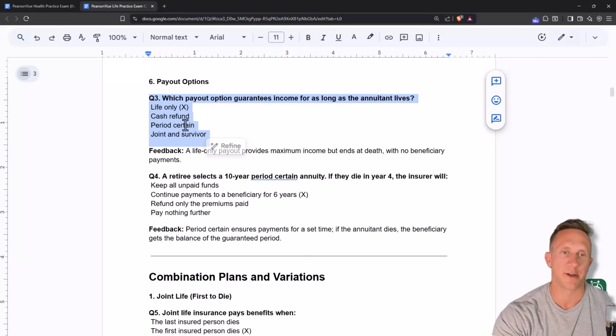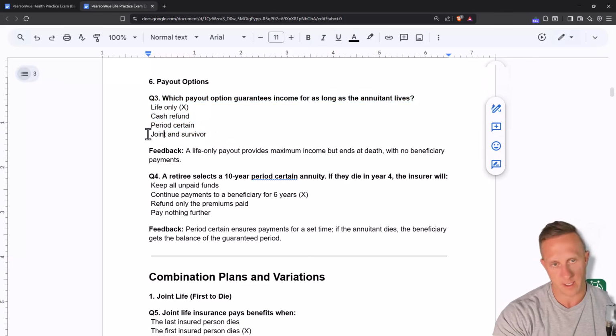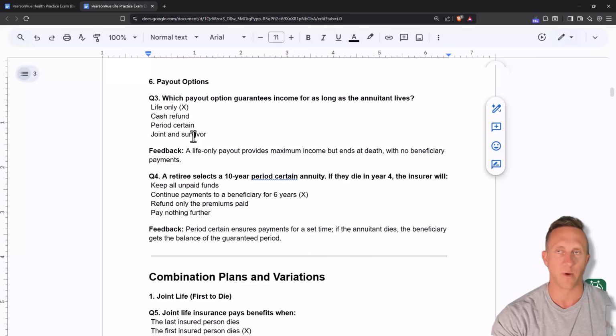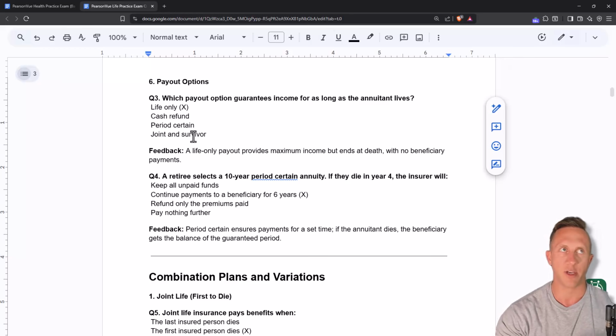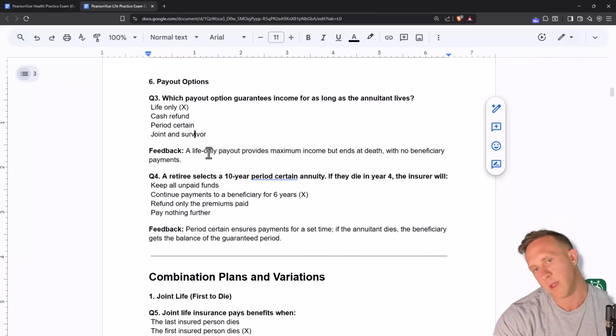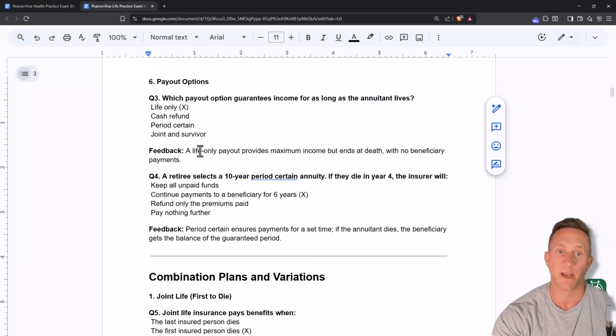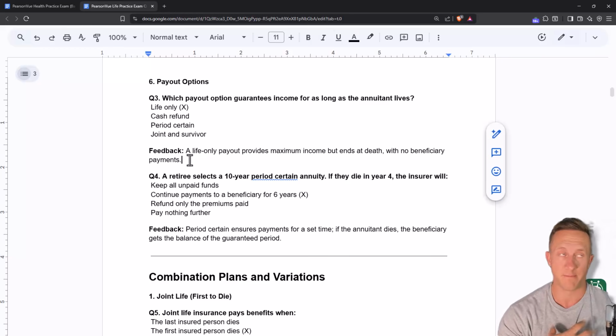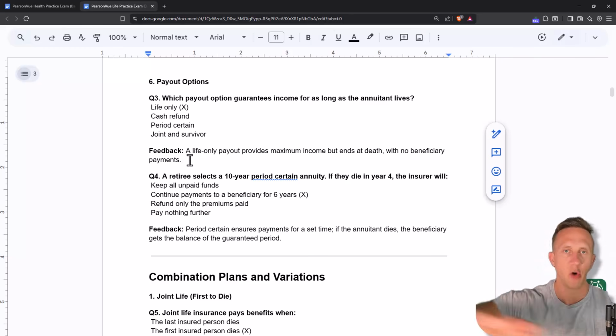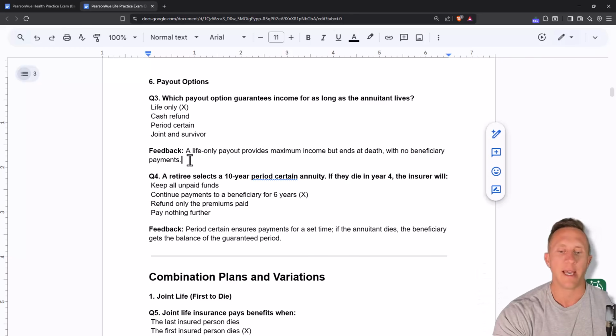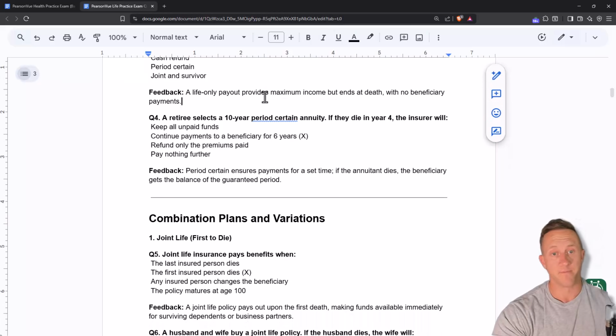Period certain means they're going to get money for a certain amount of time. And joint survivor, those are the annuities where payments continue to a spouse after one dies. So a life-only payout provides maximum income but ends at death with no beneficiary payment. That's the big risk too on the individual, right? They're saying, hey, give me as much money. I'm going to do straight life, and when I die, no one keeps getting the payments. If I live a long time, they win. If they don't live a long time, the insurance company wins.